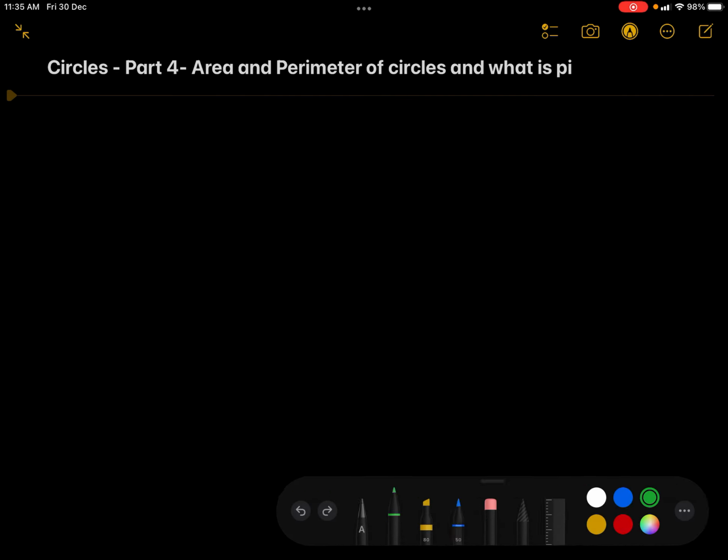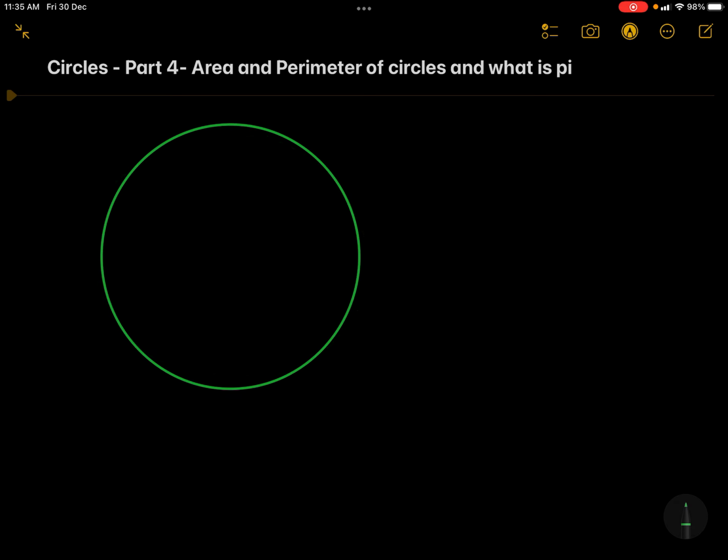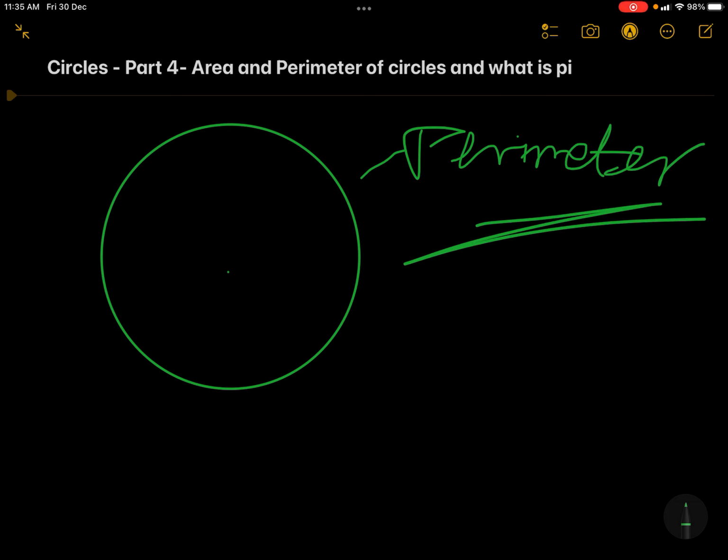First of all, let me draw my circle. Okay, so this is our circle. Now let me mark the center here. First let me tell you what the perimeter is. I'm sure you all know, but I'll also tell. Perimeter is basically the distance that somebody will take if they walk around a figure. So it's basically the distance of the boundary of any figure. It can be a circle, a square, a rectangle, or a triangle.